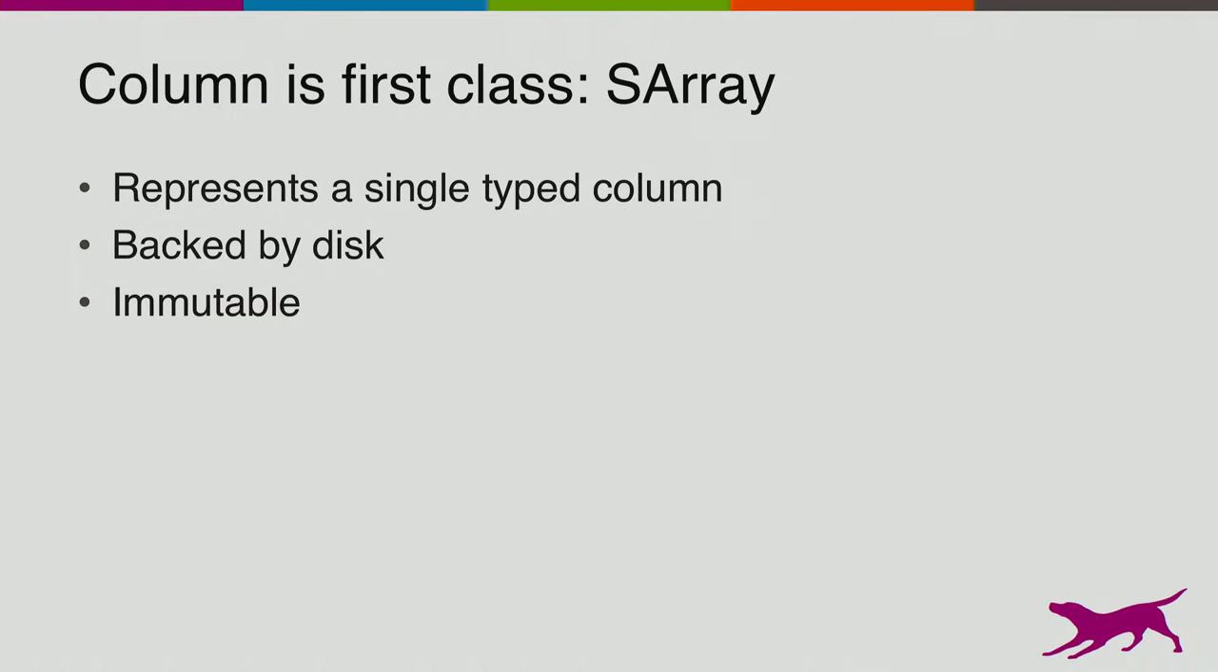We call SArray a scalable array. It represents a single typed column. It's backed by disk, and it's immutable. By immutable, what I mean is once the SArray is generated, you write to the disk once and it never changes. This is extremely important, and I will talk about that later.